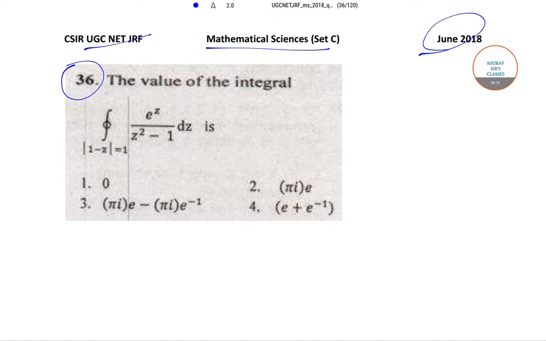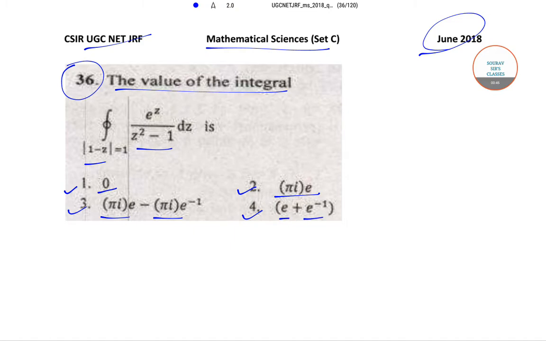In question number 36, it has been said that we need to find out the value of the closed integral over |1 - z| = 1 of e^z / (z^2 - 1) dz. The options are: option 1, 0; option 2, πie; option 3, πie - πie^(-1); or option 4, e + e^(-1). So these are the options that we've been given.